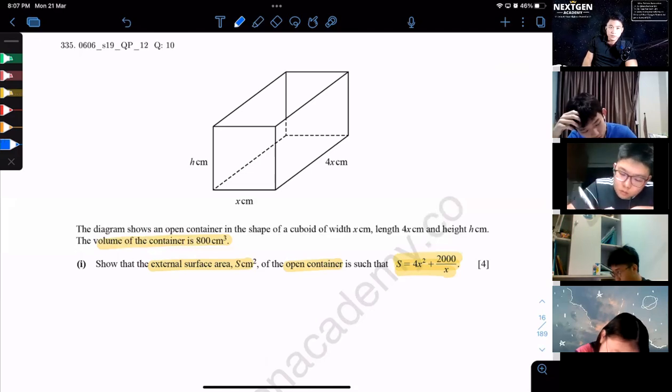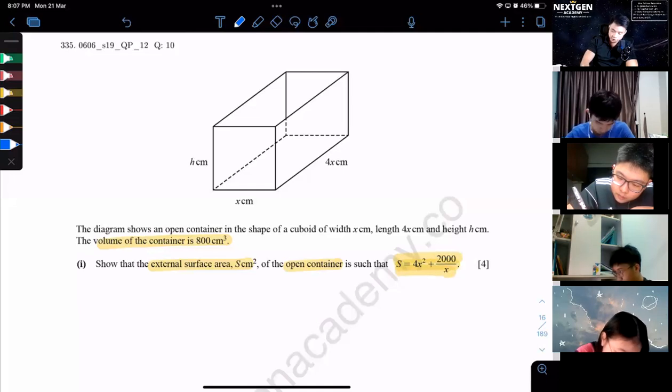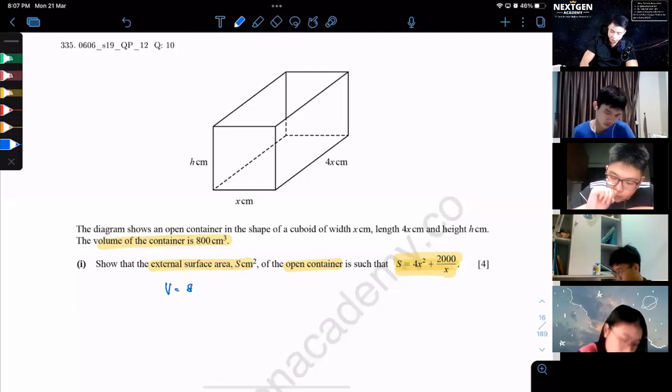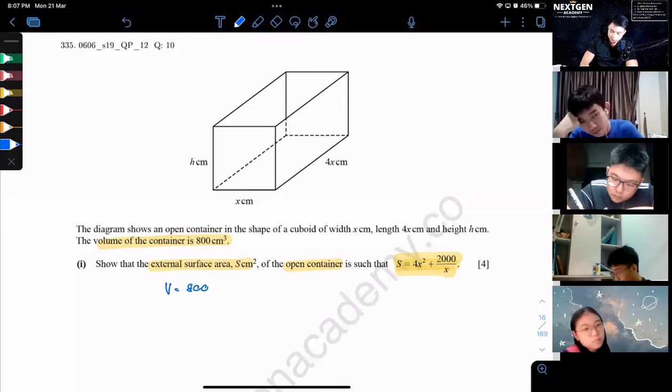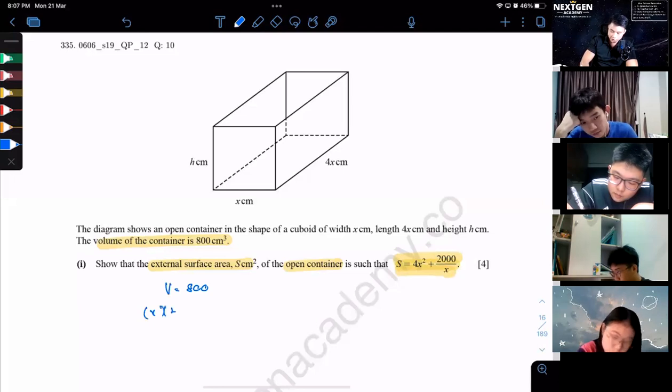Let's see. Question 335 already. What do we have first? So given to us, V is equals to 800. Okay, what is V? Base times width times height. So X times 4X times H will be equals to 800.